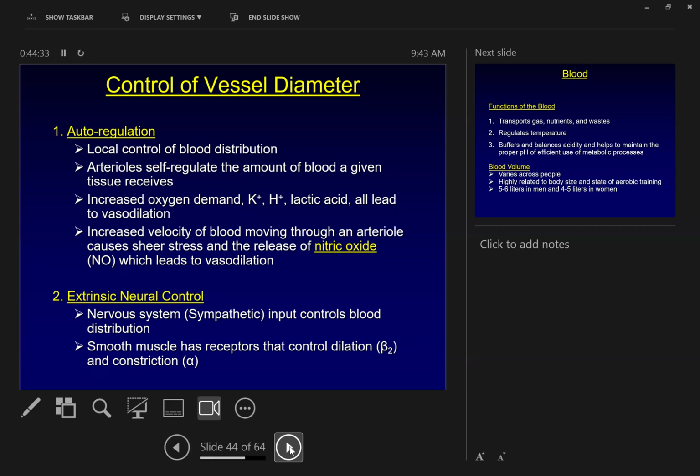Questions about that? I can promise you that's going to be on the test. Understanding these types of things. Okay. Understanding all of that. Alpha receptors, beta receptors.